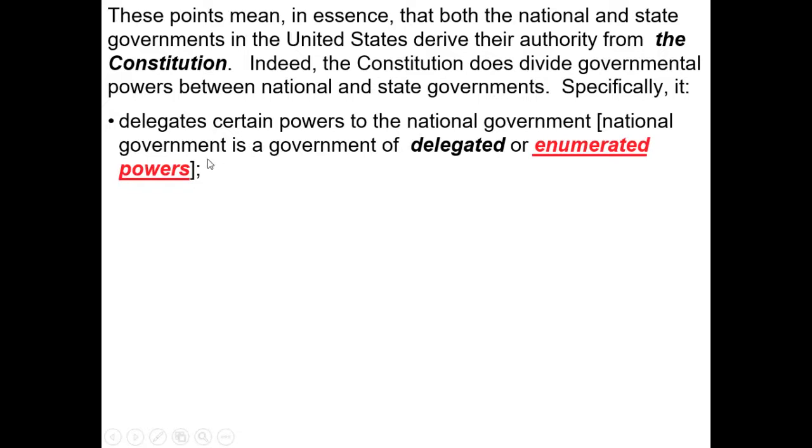The theory of the Constitution, in its origins, is that whatever power the national government has is delegated by the Constitution or enumerated in the Constitution. Okay, I'm going to say that again. The theory of the Constitution, at least in its origins, is that whatever power the national government has, whatever power the national government may legitimately exercise, is delegated by the Constitution. It's enumerated in the Constitution.